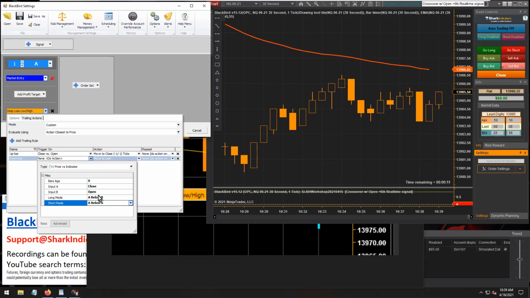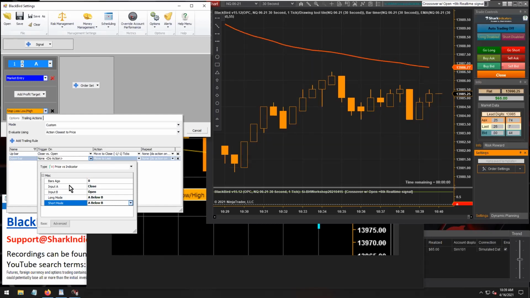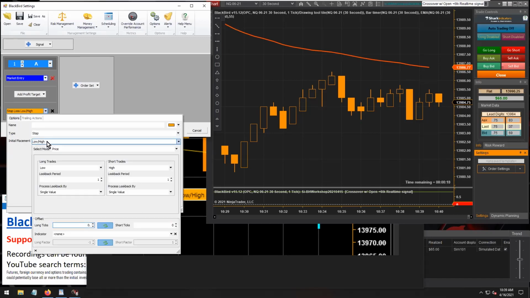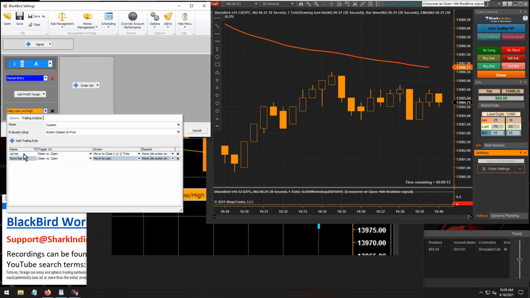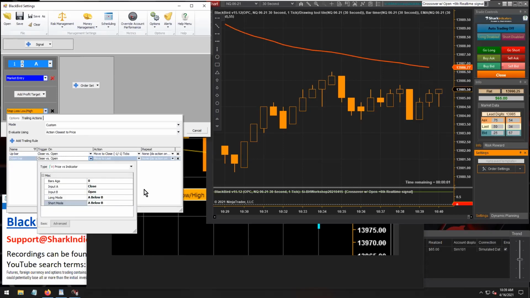Just a little note here. Obviously, if the bar is a doji, then we don't have an up or down bar, so nothing's going to happen. The stop loss is going to stay at either the low or the high of the bar. These trailing rules are not going to do anything if it's a doji bar. The close has to be above the open, or the close price has to be below the open, in order to do something here.